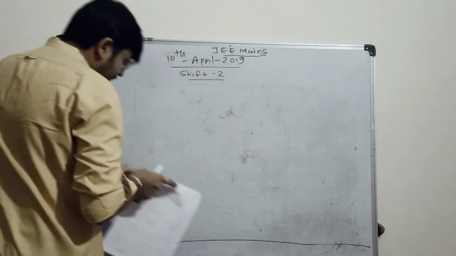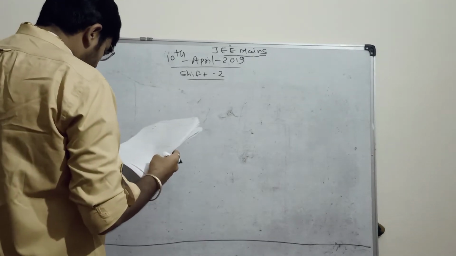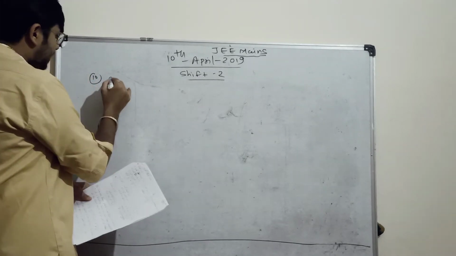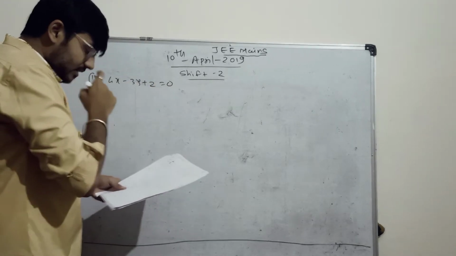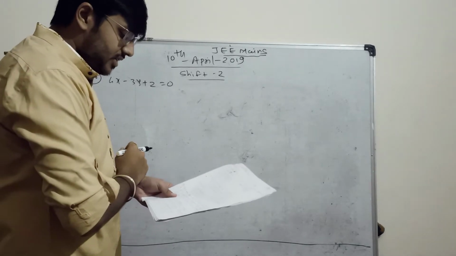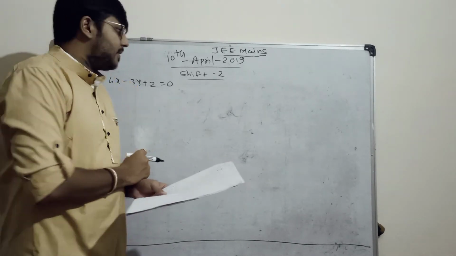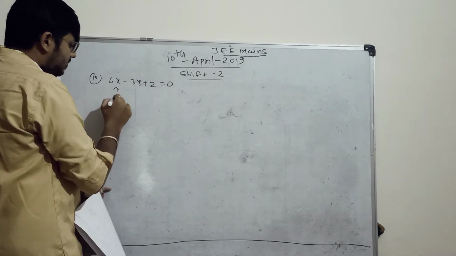Okay. In the next question, we are given that lines are drawn parallel to the line 4x minus 3y plus 2 equals 0, right? We have to find a line which is parallel to this at a distance 3 by 5 from the origin, right? So let's take a line parallel to the above line.